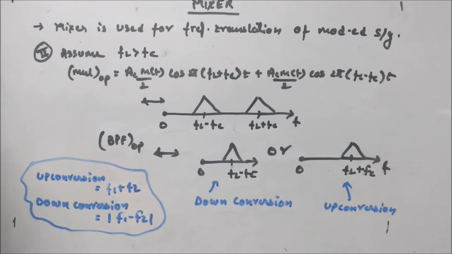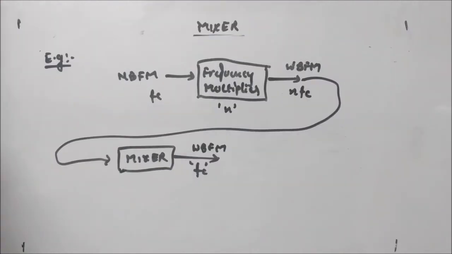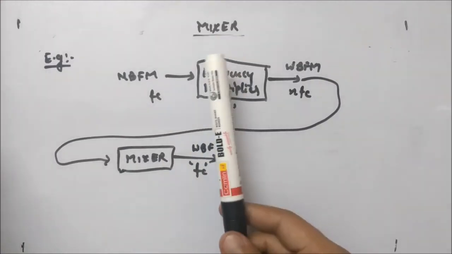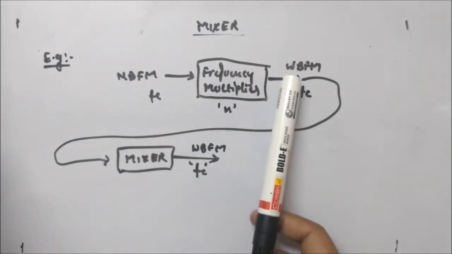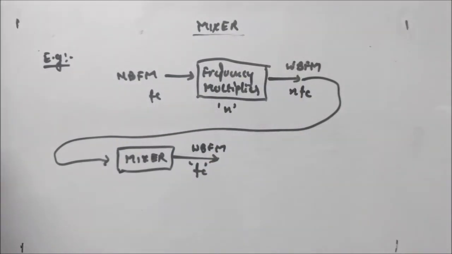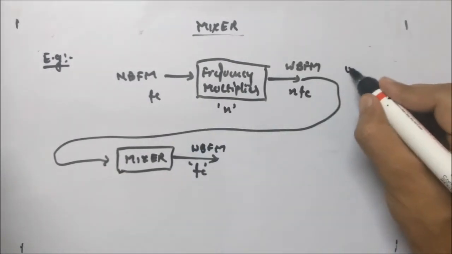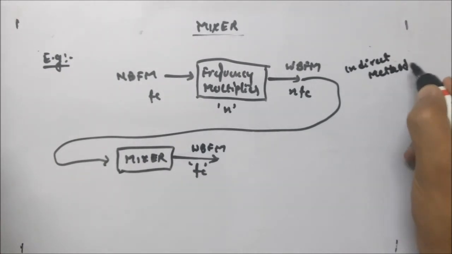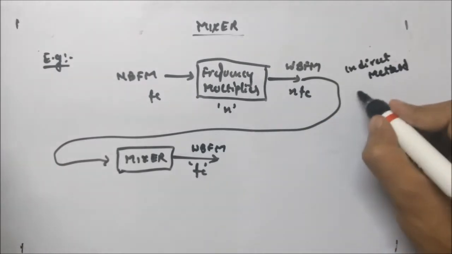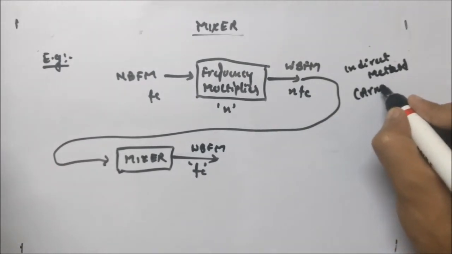Now the best example of a mixer, where we can use it, is when we were generating WBFM from NBFM using a frequency multiplier, which was our indirect method of generating an FM signal, also called the Armstrong method.